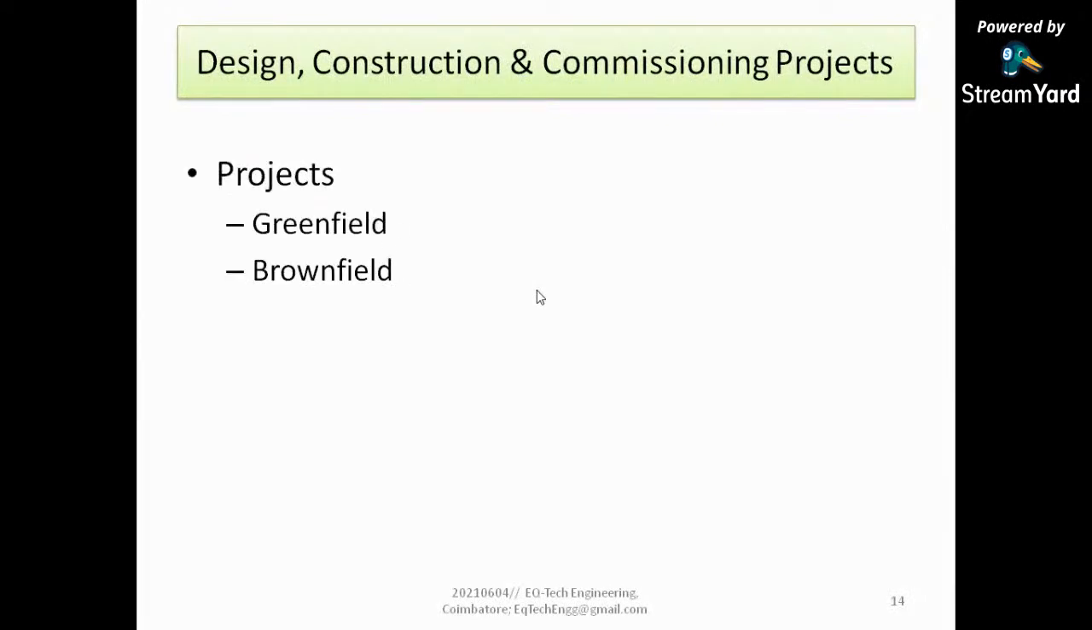Now let us see what are the types of projects. We have two major classifications known as greenfield and brownfield. A greenfield project is one which is built from scratch, right from the beginning. Sometimes it's called a mega project because there will be a lot of cost involved, right from the land acquisition, then building, then constructing the foundations, then installing equipments, all these things.